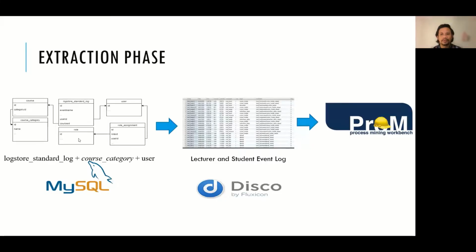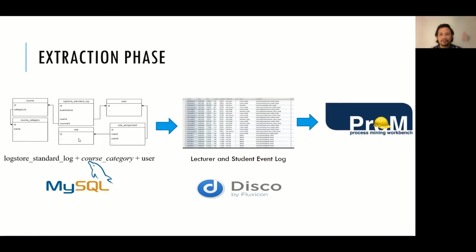Given logs obtained from the Moodle tables, that are log store standard log, course category, and user. We use MySQL Workbench to process the tables. The initial event log obtained is the event log of the entire study program from the university. Then the event log was grouped based on existing study program.